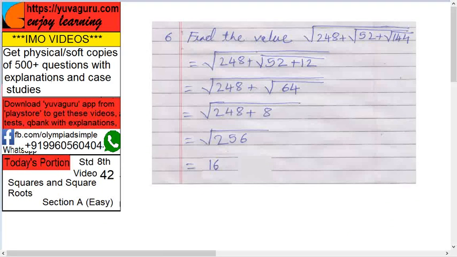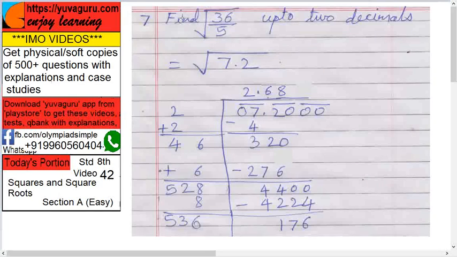So answer is 16. Next, find the square root of 36 upon 5 up to 2 decimal.